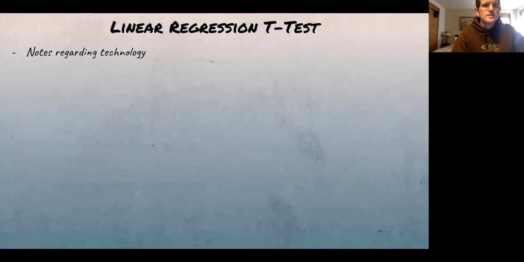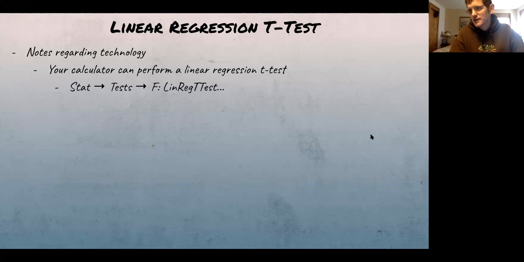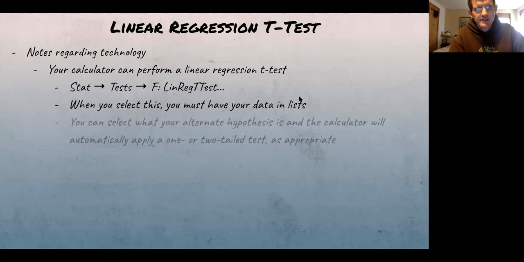Okay, so regarding technology, the first part right here is related to your calculator. Let me run through all the stuff on calculator, and then I'll add something to it. I'm sure a lot of you could figure this out on your own at this point, but you can find the linear regression t-test. It's very straightforward if you have 2 lists of data. You must have your data in lists, and you can select what your alternative hypothesis is going to be, and the calculator will automatically apply a 1 or 2-tailed test as appropriate.